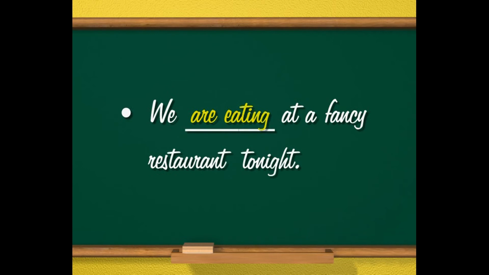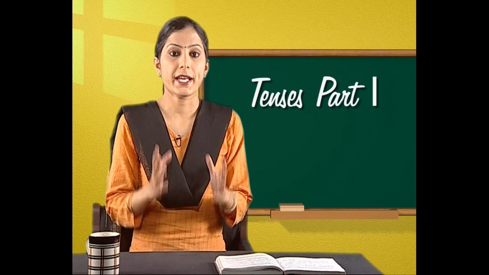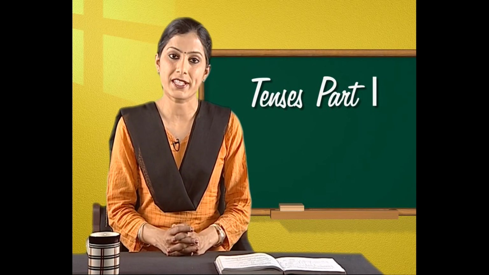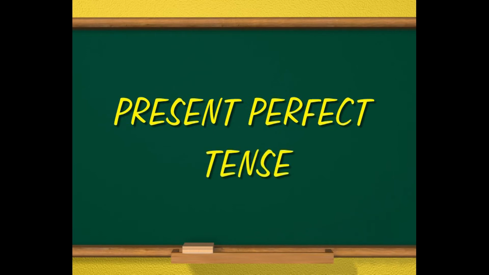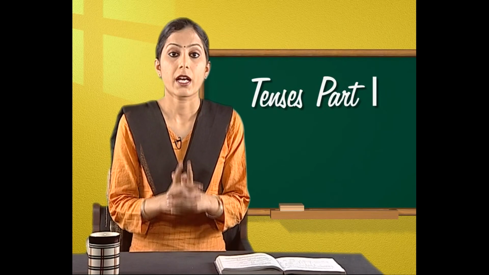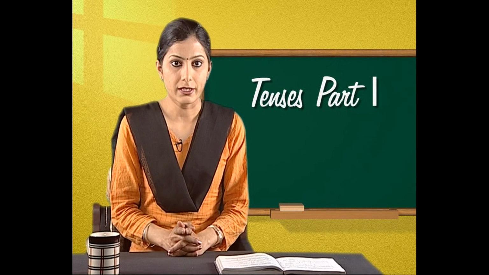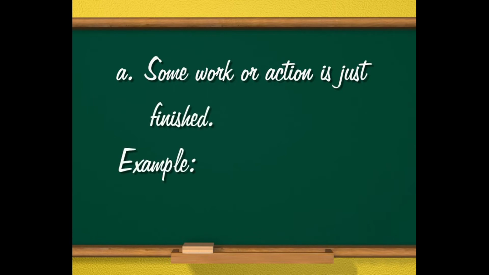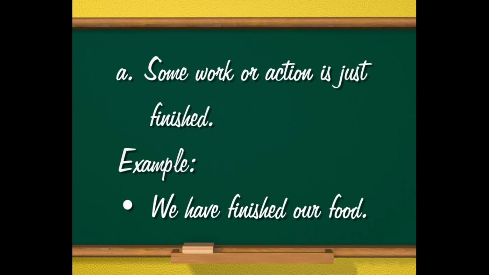We dash at a fancy restaurant tonight. Answer, are eating. It's now time to talk about the third kind of present tense, called the present perfect tense. This tense comes in use when a. some work or action is just finished. Example, we have finished our food.